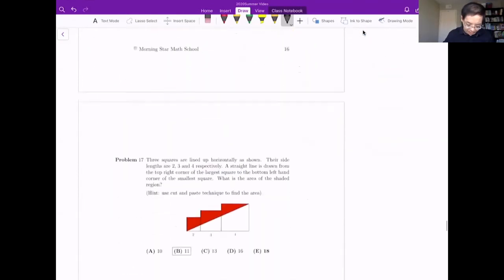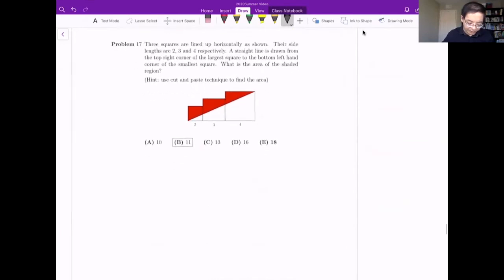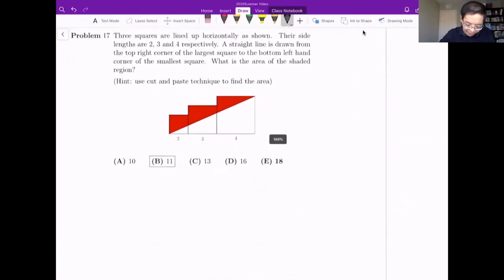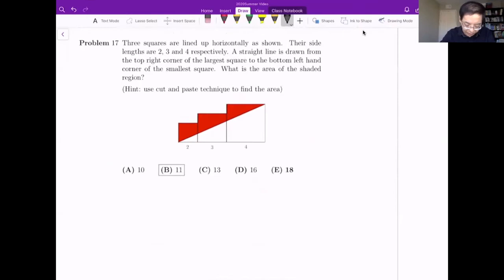All right. Now let's look at problem number 17. So here we have this picture. We have 3 squares. They are put next to each other. So what we want to find is the area of this red region.